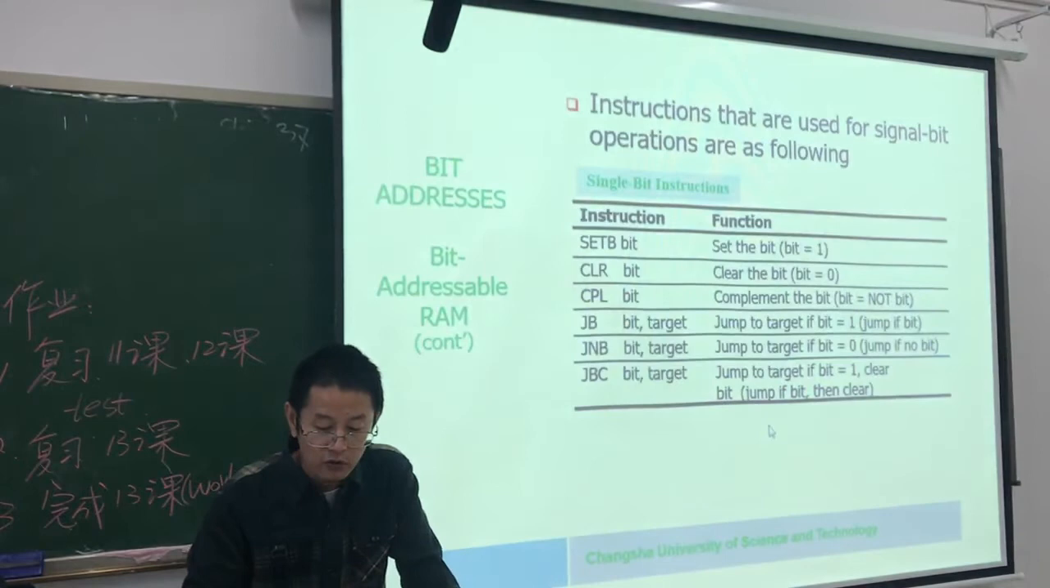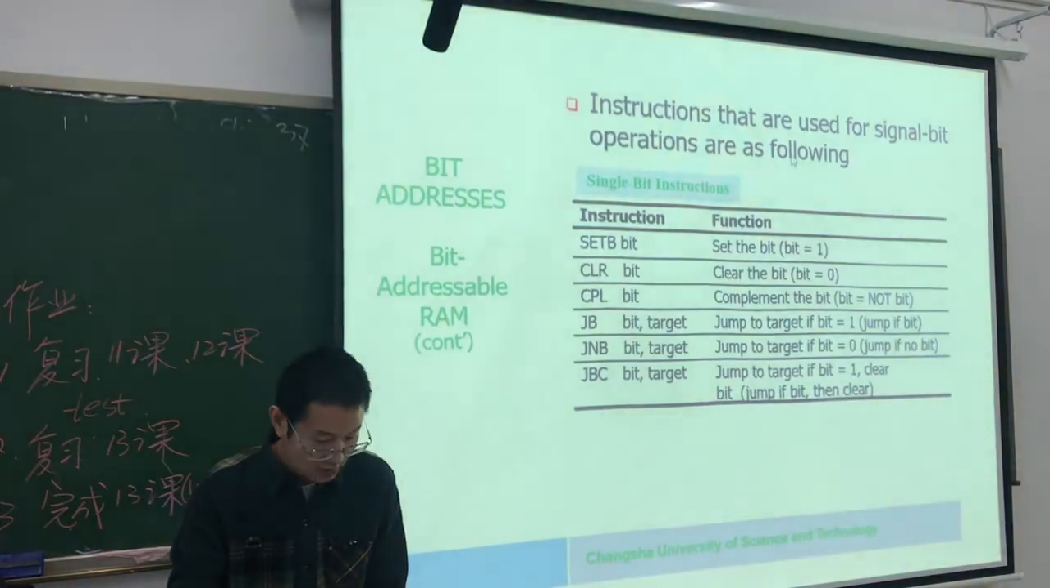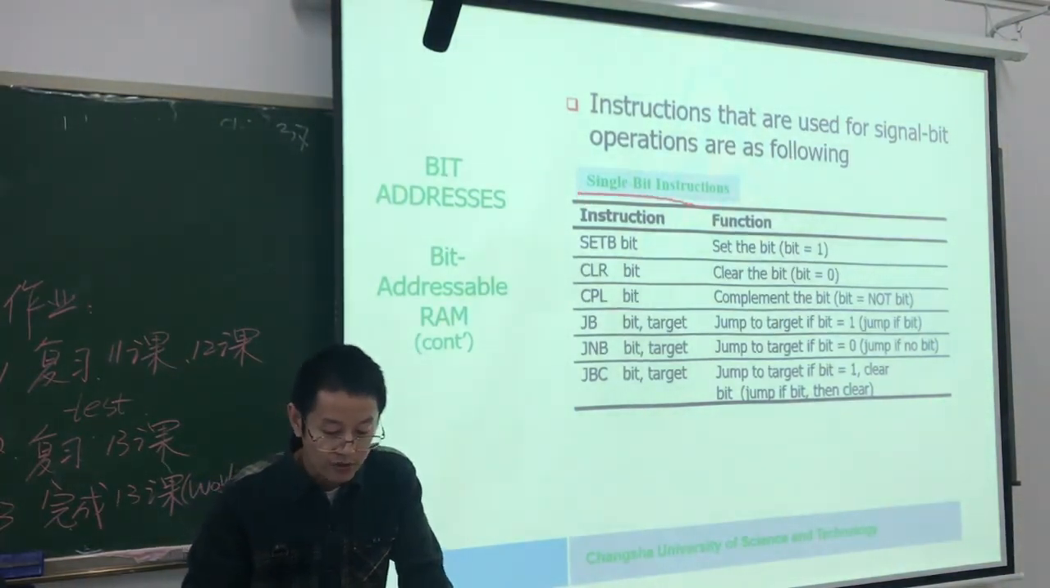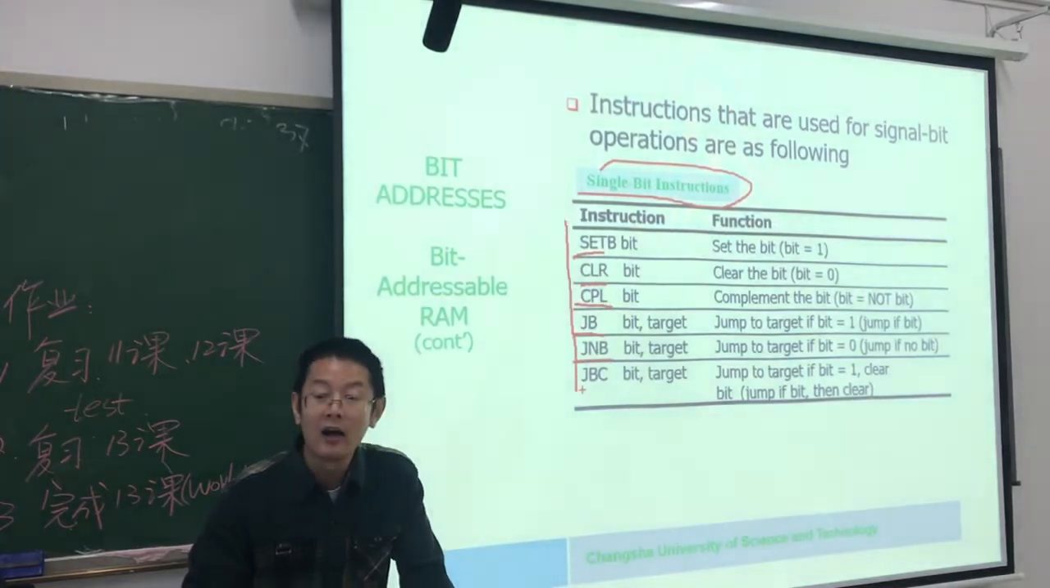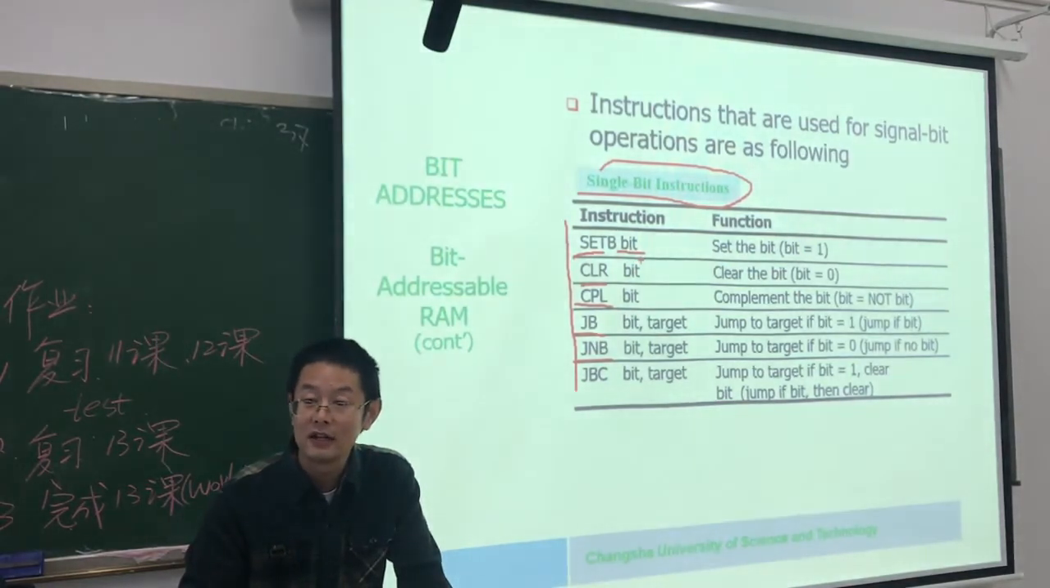Instructions that are used for single bit operation are as follows. This table is for single bit instructions: SETB, CLR, CPL, JB. If you see these instructions, you know the address after the instruction is a bit address.